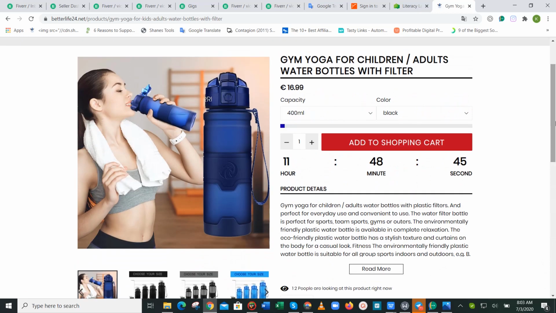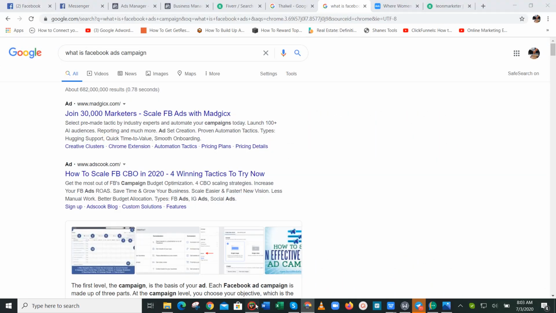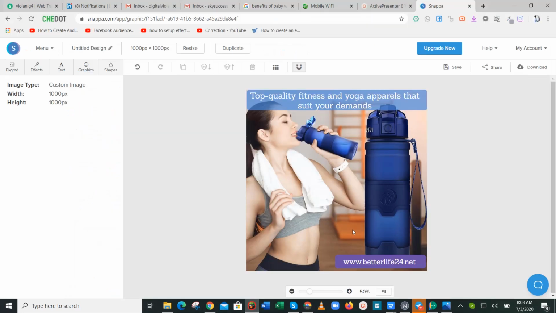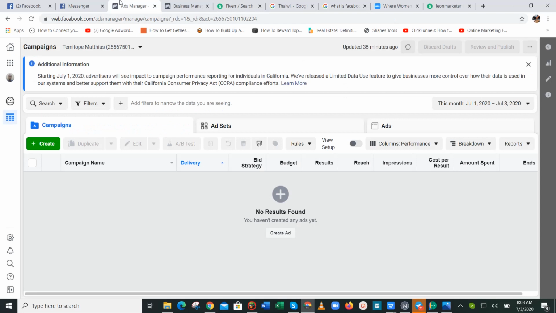So now, what are we going to do? This is the way I design my image. I've already taught us how to use Snapper. So how to use Snapper, I've already taught us that. So now, let's start.